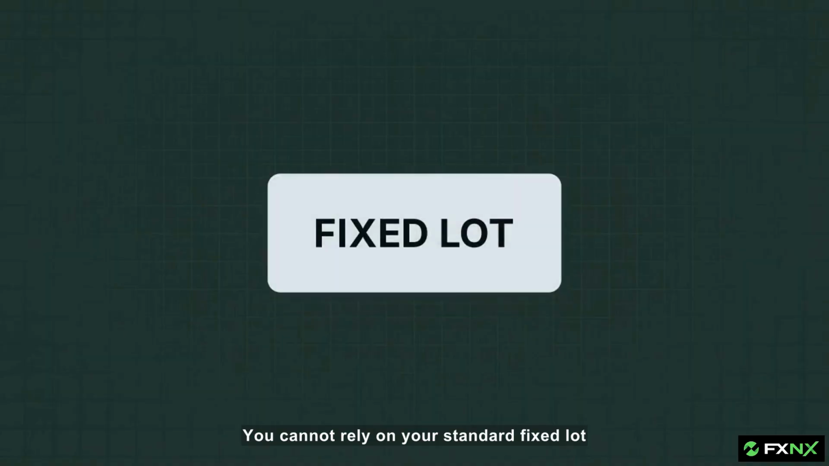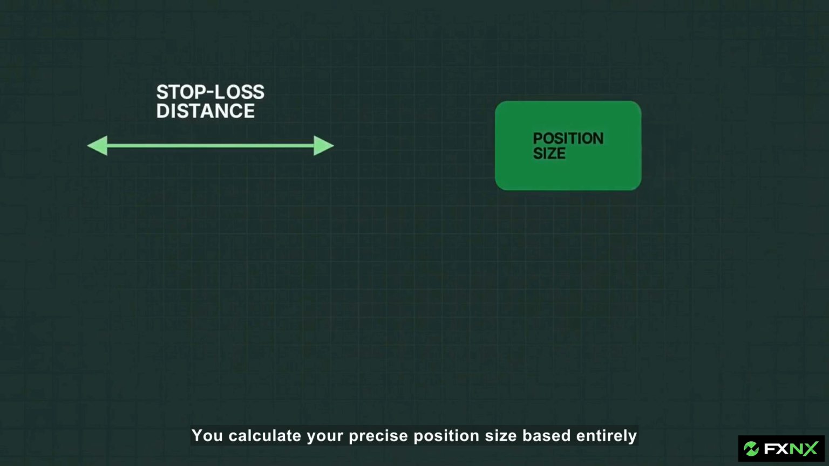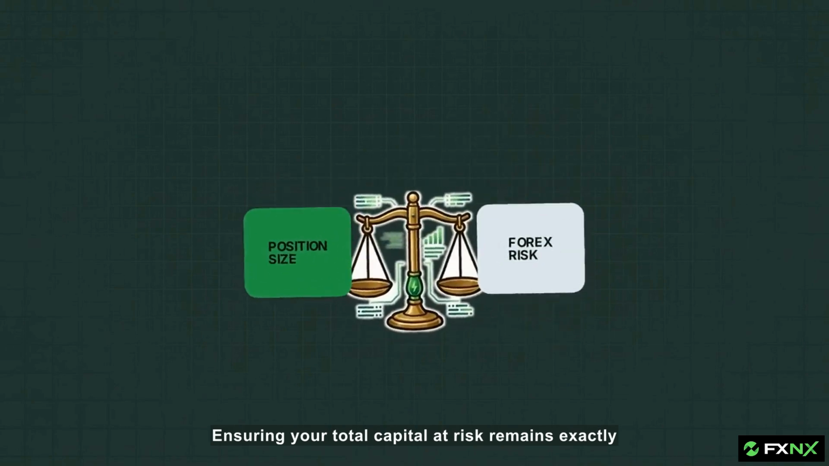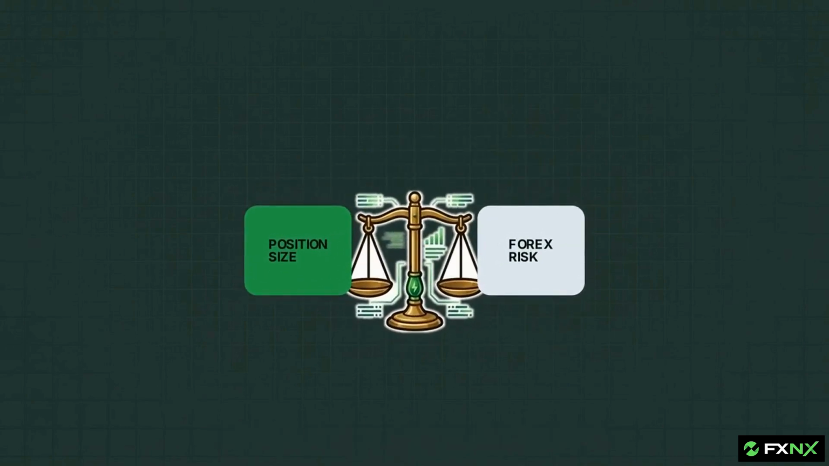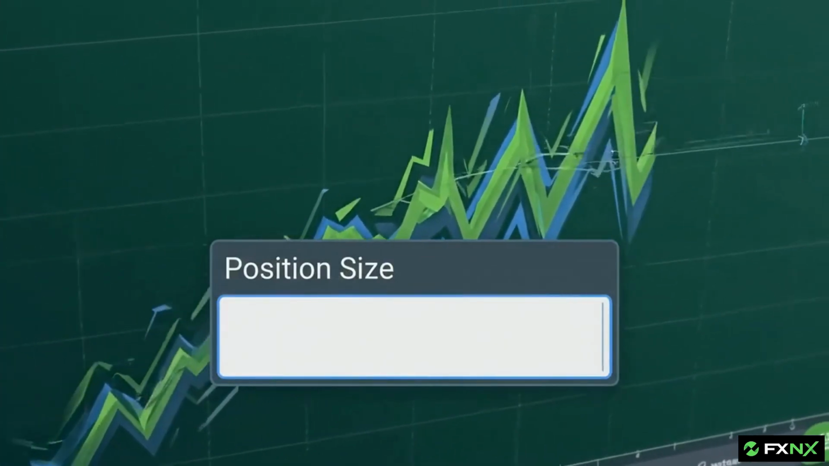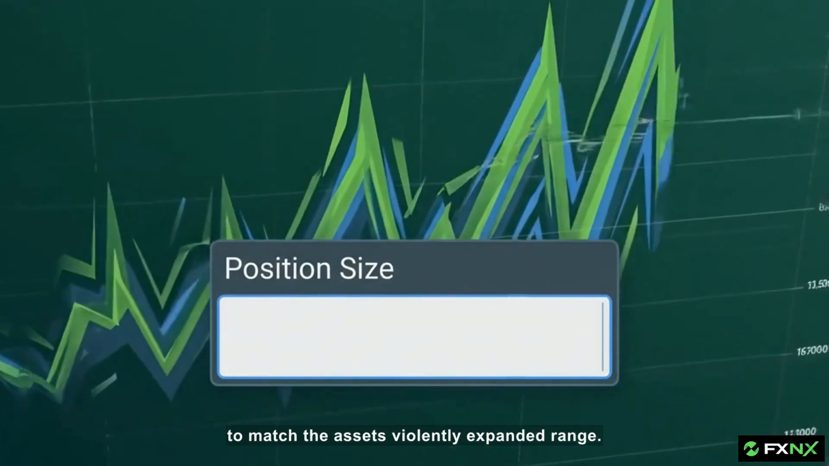You cannot rely on your standard fixed lot sizes here. You calculate your precise position size based entirely on that widened stop-loss distance, ensuring your total capital at risk remains exactly the same as your Forex trades. Trading Bitcoin successfully doesn't mean avoiding the risk entirely. It requires you to mathematically shrink your exposure to match the asset's violently expanded range.